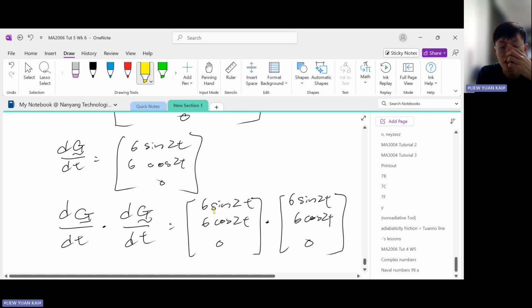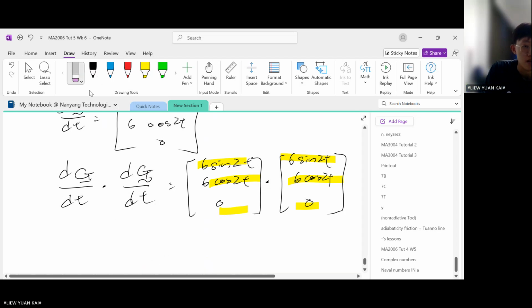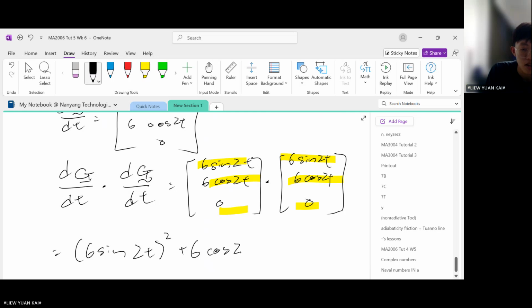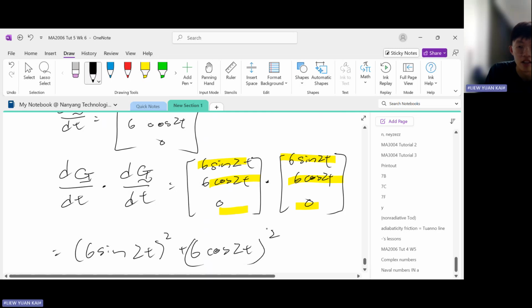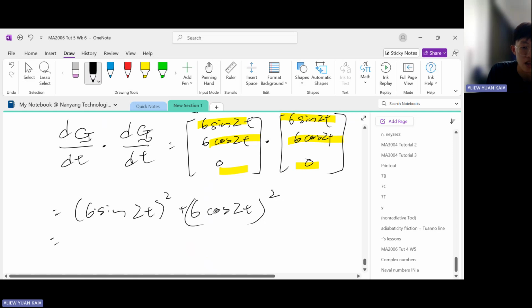Okay, so remember dot product means multiply the corresponding entries, add them all up. This times this, plus this times this, plus this times this. So this will become, since it's multiplying exactly by itself, we can just write it as this thing squared plus this thing squared, and then it's just 0 squared, so I'm not gonna write that. Okay, then we can expand this.